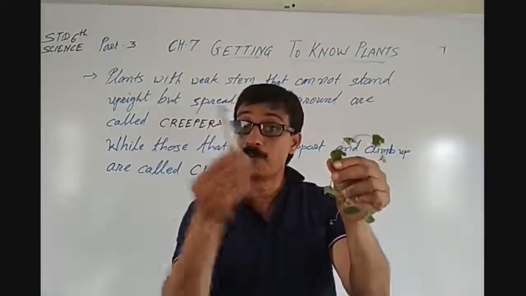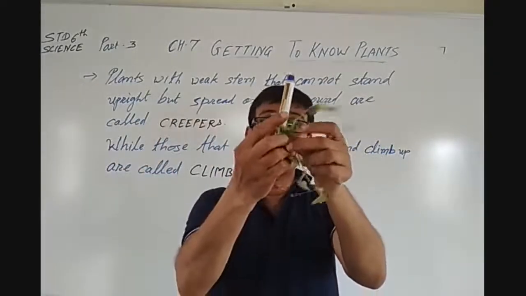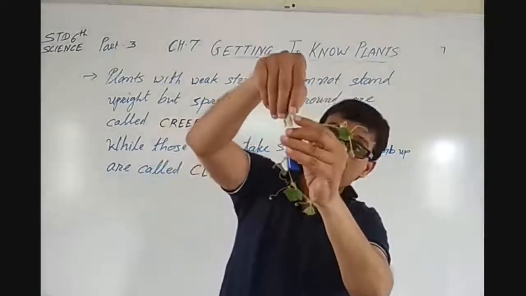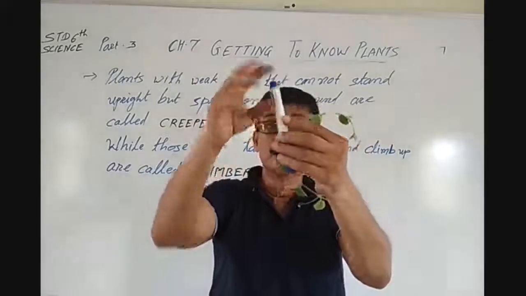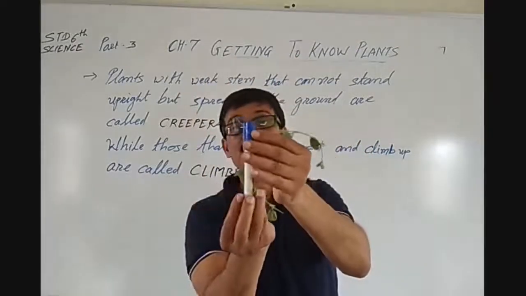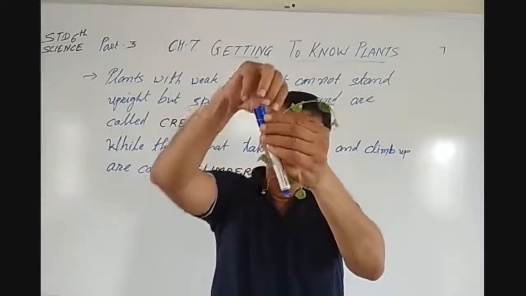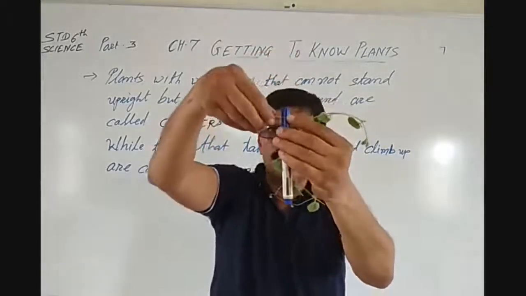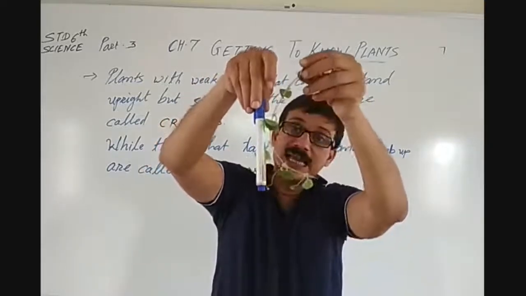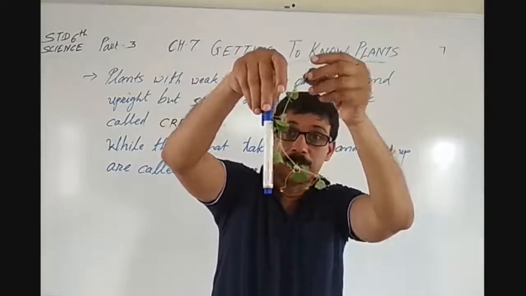While it comes in contact with the stem of another tree, then what will happen? This tendril will wrap something like this. Let me show you here. See, the tendril of this plant, okay, it will do something like that, so that it can take support of that plant.